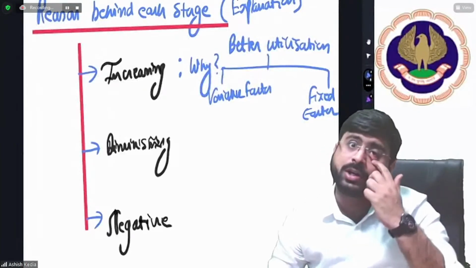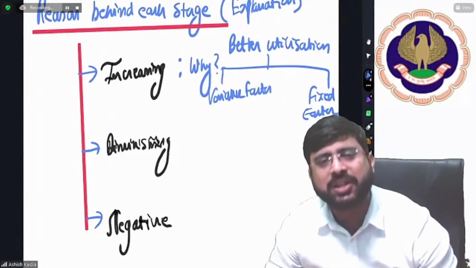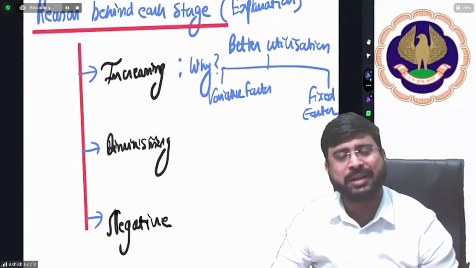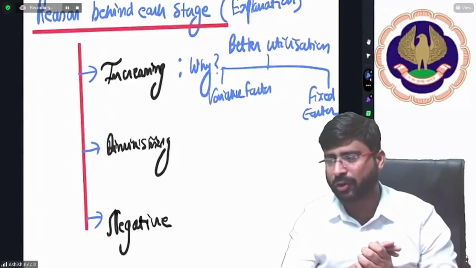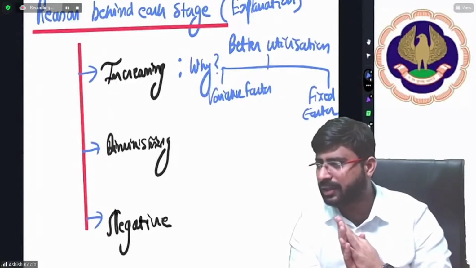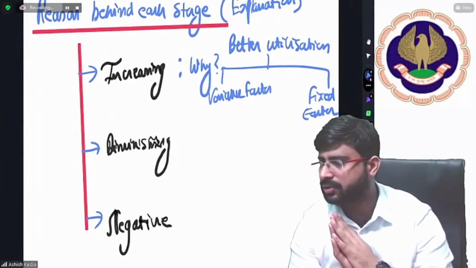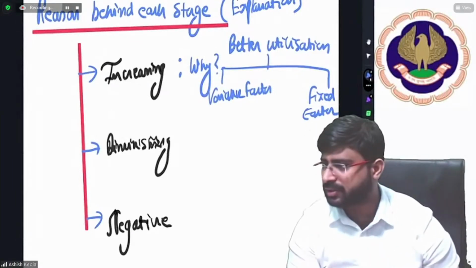Now we talk about diminishing factor. Why does diminishing factor occur? Why does the law of diminishing returns take place? So let me answer this question for you all. A very simple question indeed. Why does the law of diminishing returns operate? Okay, so let me answer this for you.